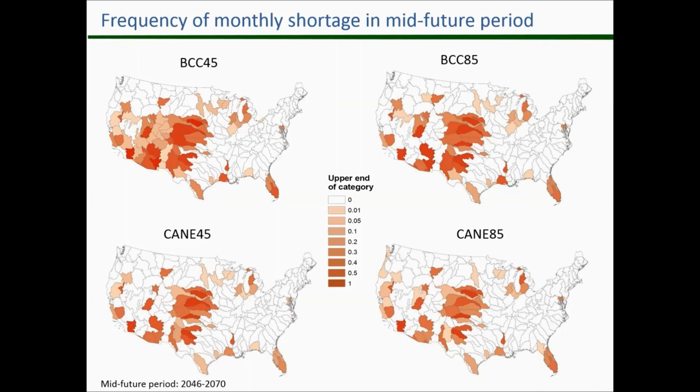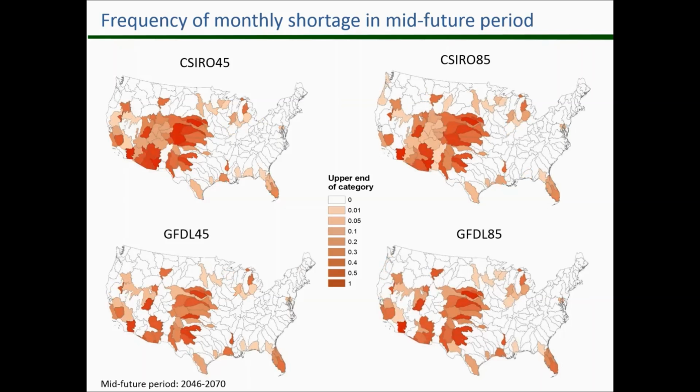When you move down to the lower maps from the Canadian model, first of all, compared with the BCC model, shortages are much less. Secondly, there's not much of a difference between the two RCPs, the left and right maps at the bottom. Third thing to notice is that, especially with the RCP 4.5 on the left, there's a big difference between the two models in the resulting projections of shortage frequency. So here are 2 other models.